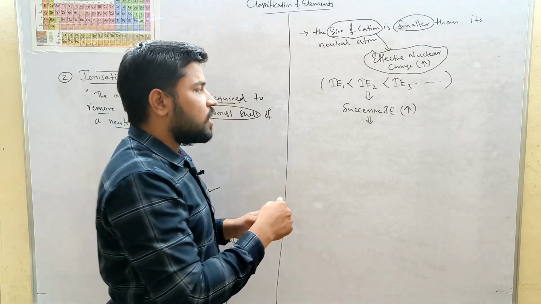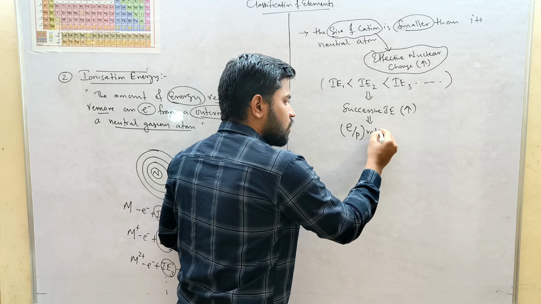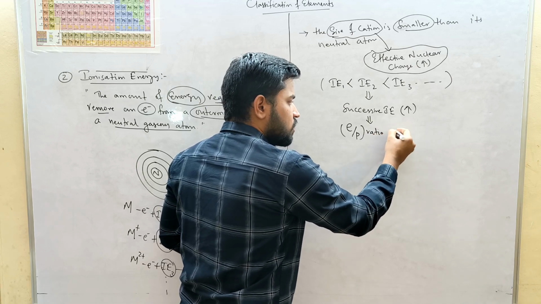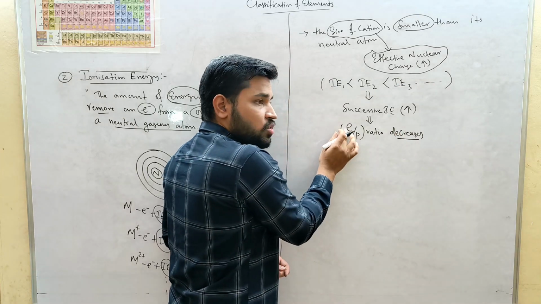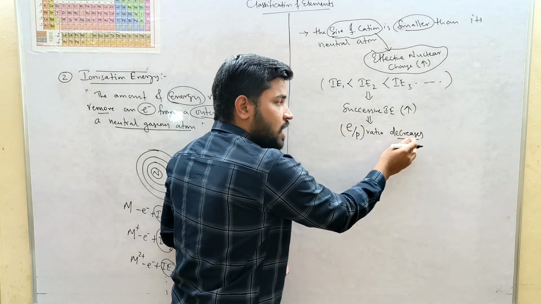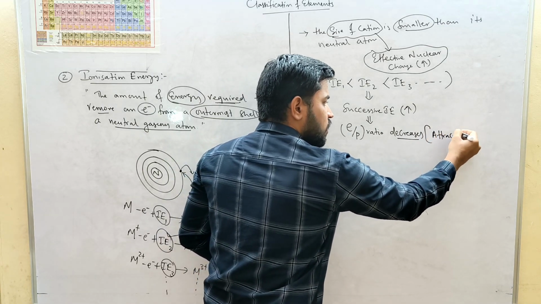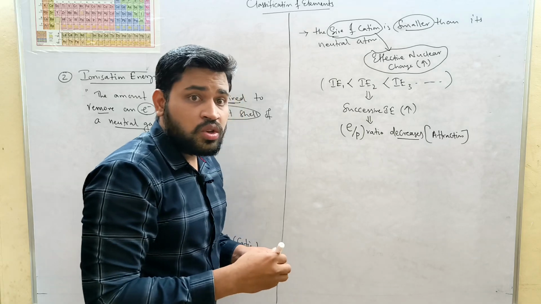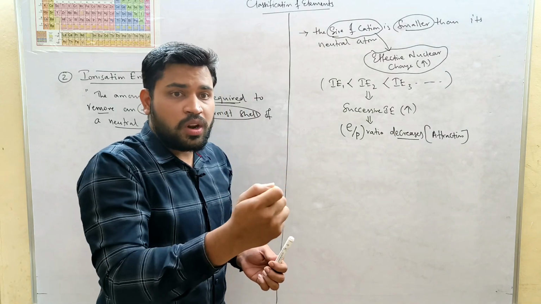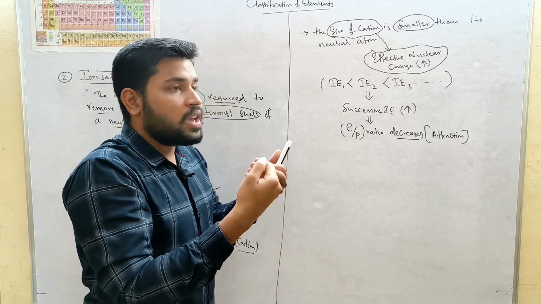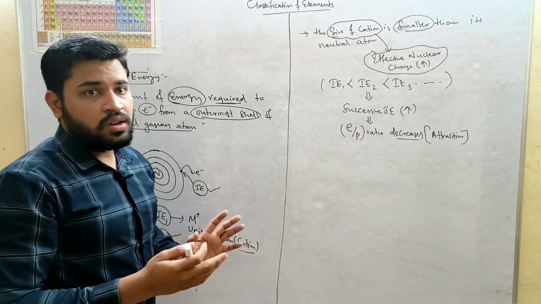In other terms, we can also write that the electron to proton (e/p) ratio is decreasing. Due to this decrease in the e/p ratio, the number of electrons to protons, there will be an increase in attraction. When there is more attraction of the electron towards its nucleus, we have to supply more energy, or give more ionization energy. So hope you understood the concept of ionization energy.